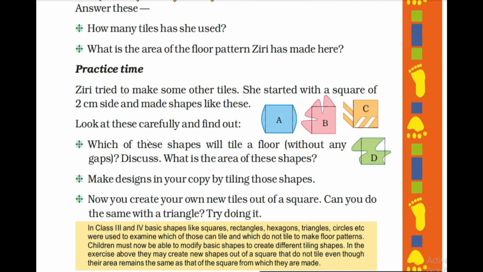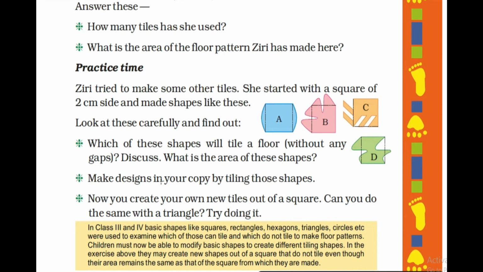Now next, Ziri tried to make some other tiles. She started with a square of 2 centimeters side and made shapes like this. So you can also try to make your own tiles. Look at these carefully and find out which of these shapes will tile a floor without any gaps, and what is the area of these shapes. Make a design in your copy by tiling those shapes. Now create your own new tiles out of a square. Can you do the same with a triangle? Yes, you can do it.